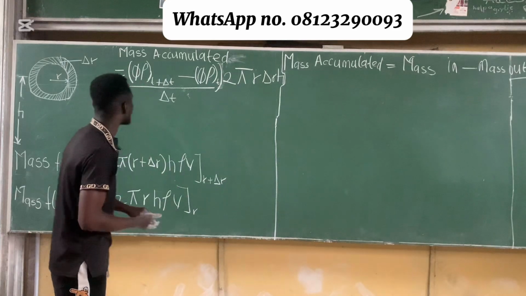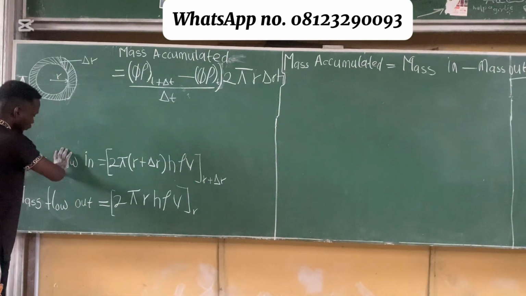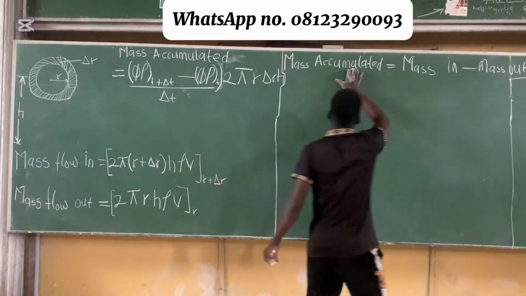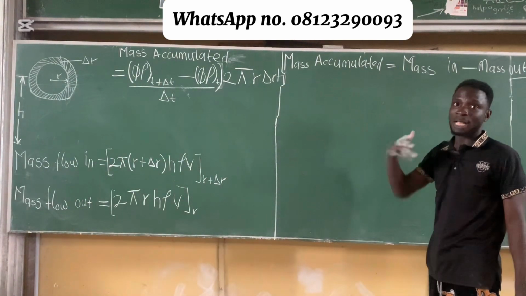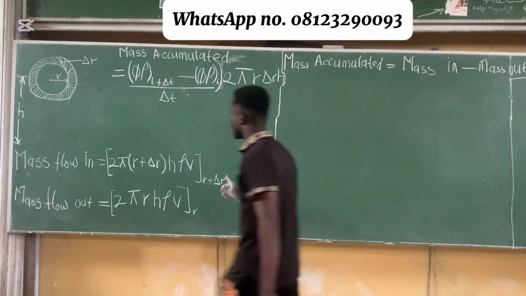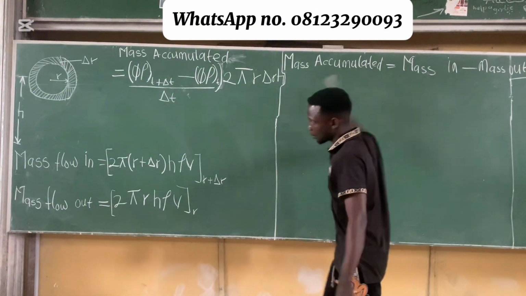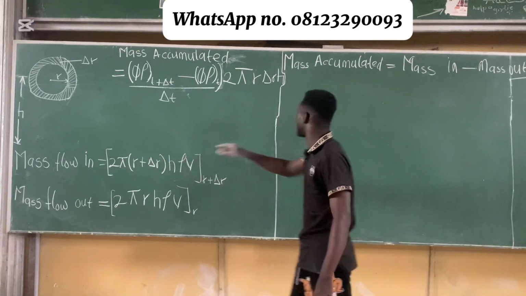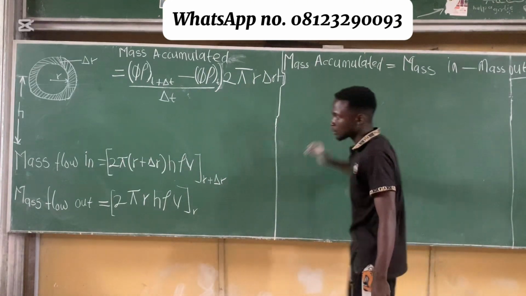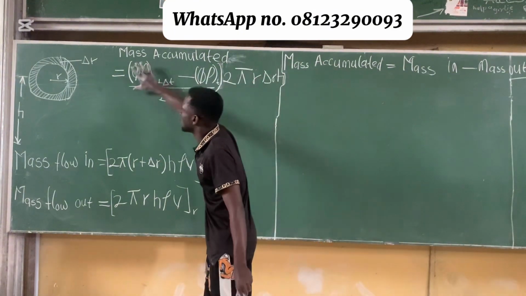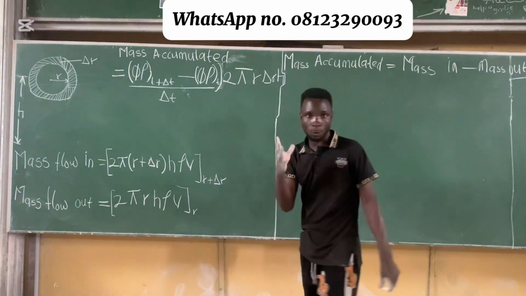So our next step now is to substitute the mass flow in, the mass flow out, and the mass accumulated into this particular equation, just as we did in the rectangular block. In place of mass flow in, we simply replace it with this equation. In place of mass flow out, replace it with this, and in place of mass accumulated, we are going to replace it with this particular equation.